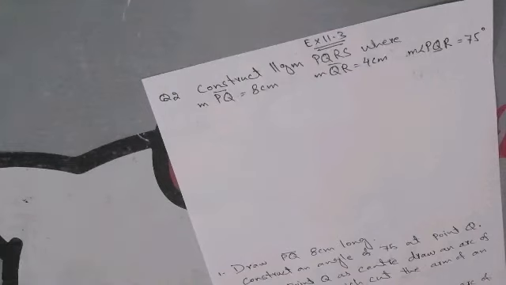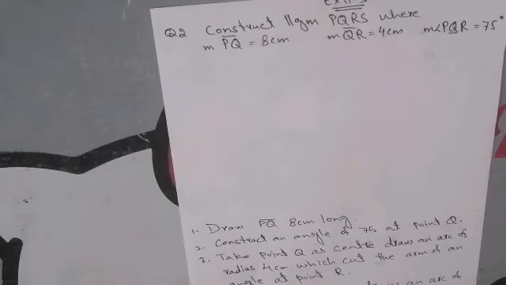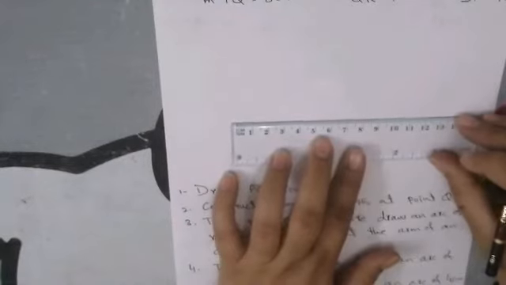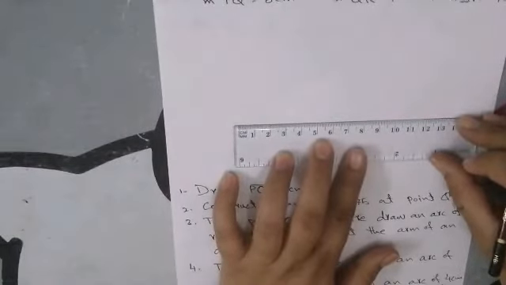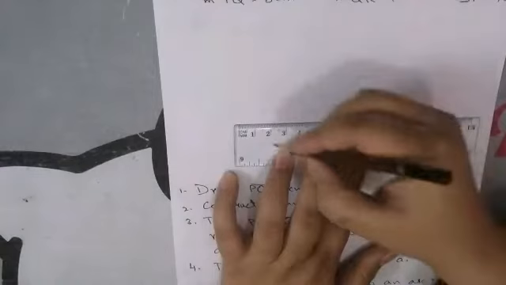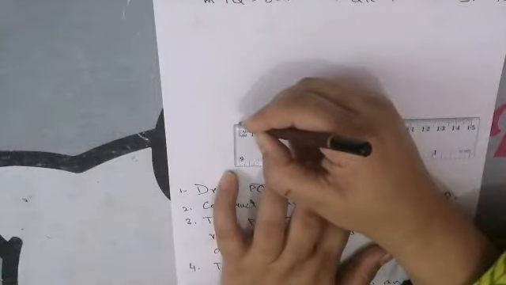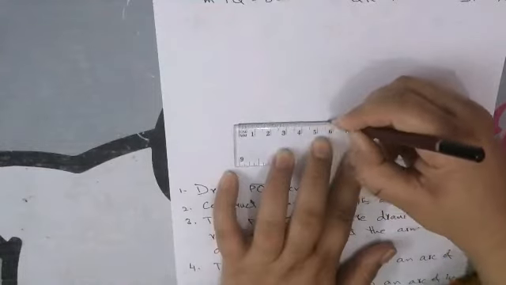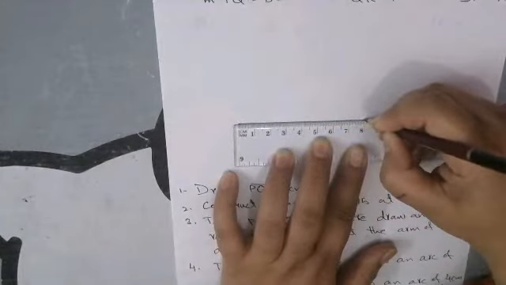And for 45 you draw from the 0 and from the 90 arc and you will get 45. Now come to this question. First of all, you have to draw PQ just like the previous question, but only the values are different. So PQ, first of all you draw PQ, how much? 8 centimeter. So you have to draw a line of length 8 centimeter from 0 to 8.